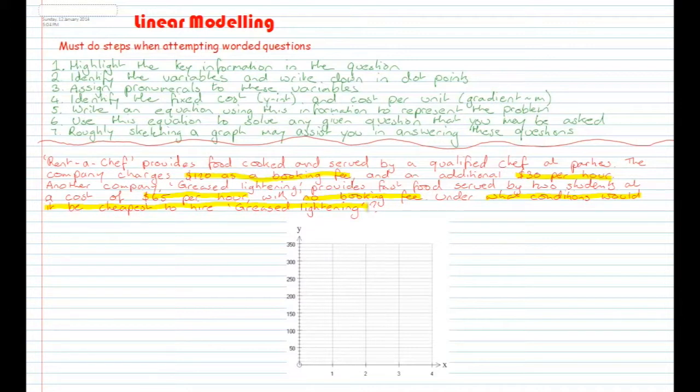So we've now highlighted all the key information. The only other thing that is also of use is knowing the names of the companies, because we're going to be comparing the two. So we've got Rent-A-Chef and Lightening.